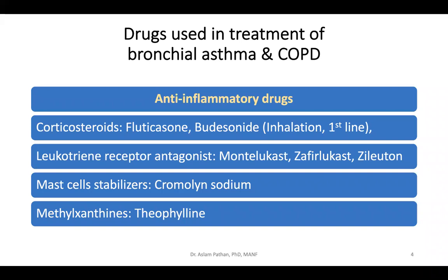The third category is mast cell stabilizers. An example is cromolyn sodium. And the last one is methylxanthines. Examples are aminophylline and theophylline. Theophylline we already discussed in the category of bronchodilators. But in addition to being a bronchodilator, theophylline also plays an important role in the anti-inflammatory response.